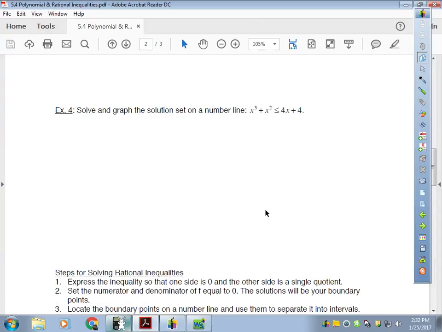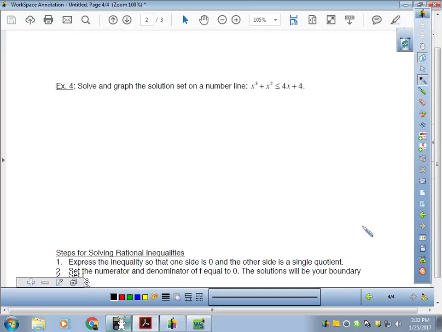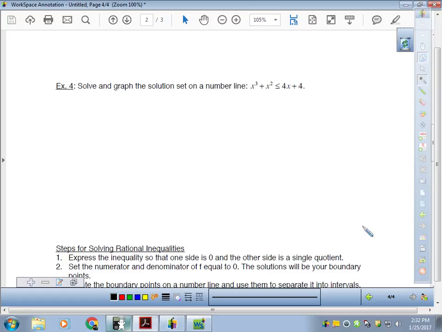Okay. Here we've got a slightly longer one, example 4. This asks us to solve and graph the solution set on a number line, x to the third plus x squared less than or equal to 4x plus 4. Now again, I need a 0 over here on the right-hand side, so I'm going to take the 4x and the plus 4 and move them over. So I will have x to the third plus x squared minus 4x minus 4 less than or equal to 0.